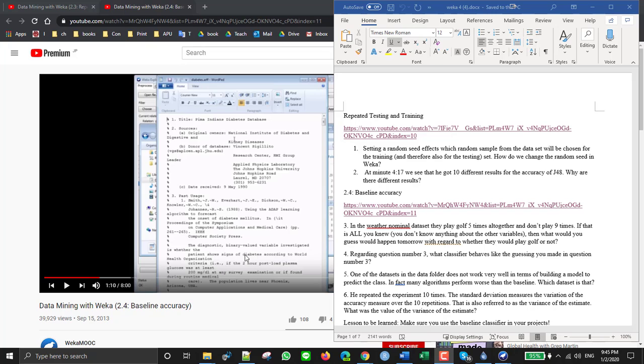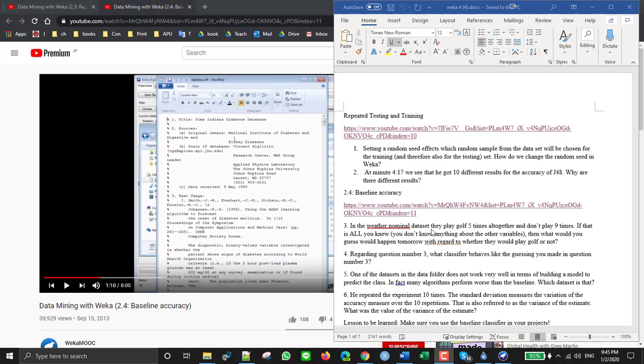Okay, this is about the baseline accuracy, the concept of baseline accuracy, which is what the 0R Weka classifier does. So in the weather, for example, in the weather nominal data set, the class is whether they play golf or not. And if you look at the data set, there are 14 elements, and in 5 of those elements they do play golf, and 9 they don't.